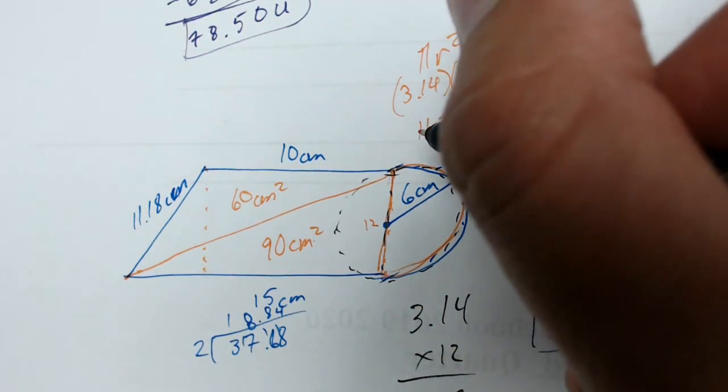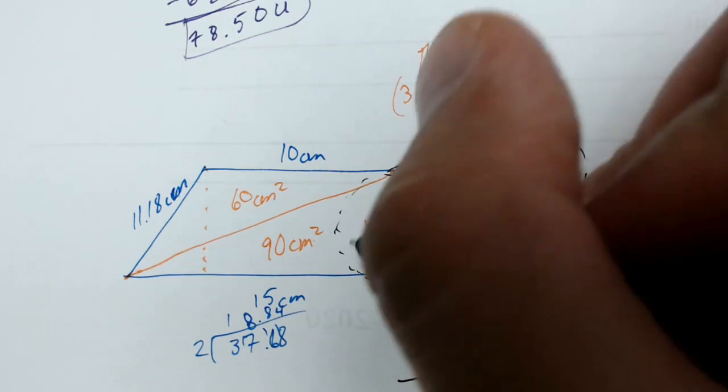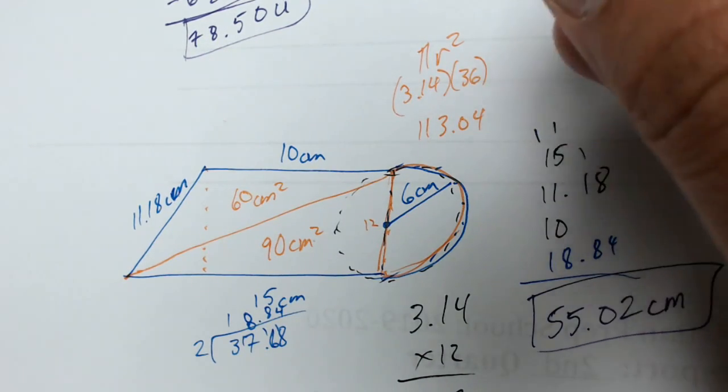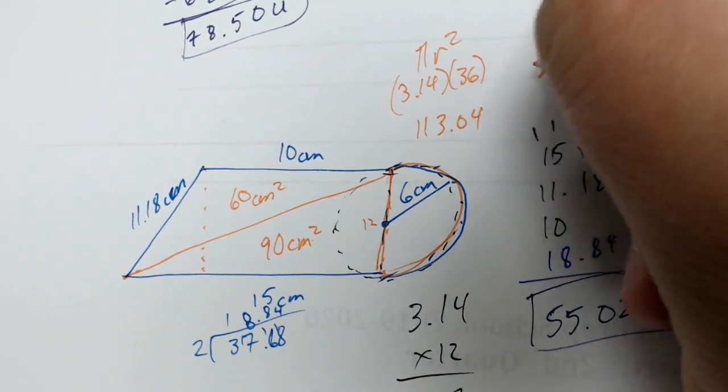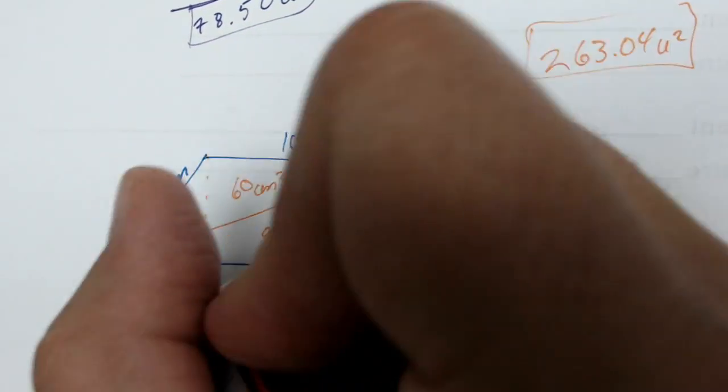So we add all of these together. 113 plus 60 is 173. 173 plus 90 is going to be 263. So 263.04 units squared.